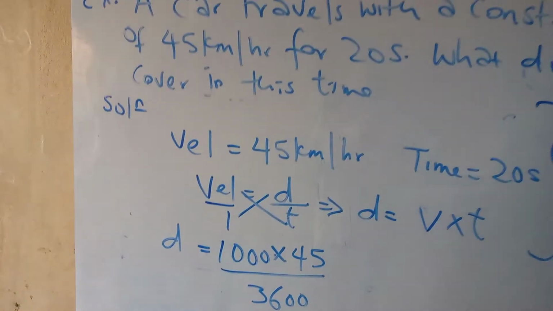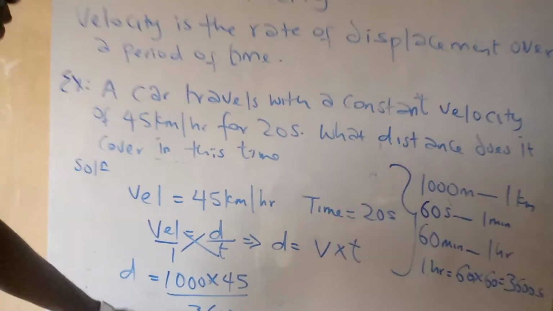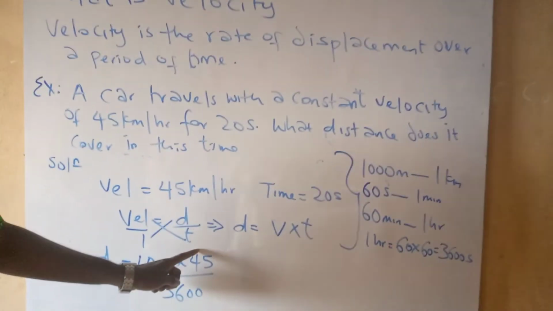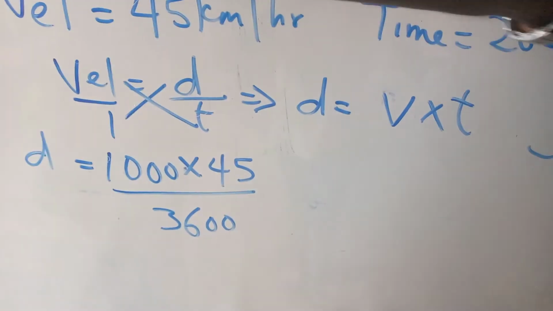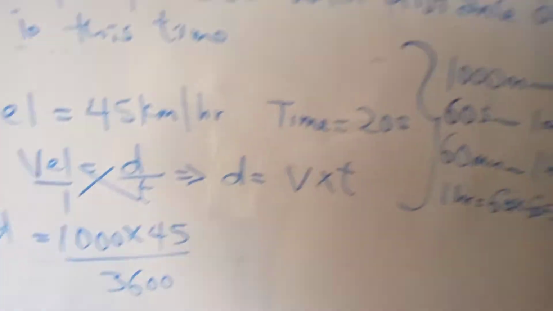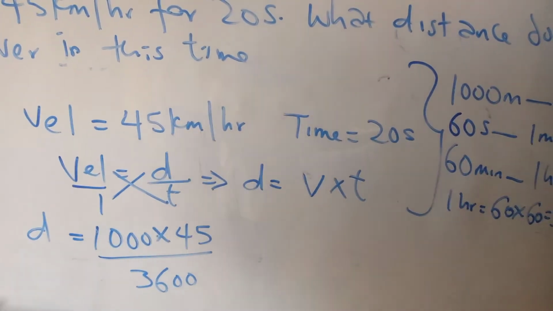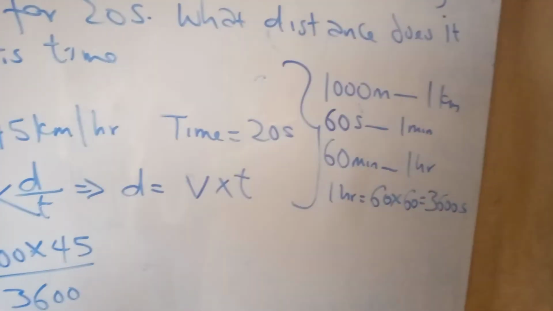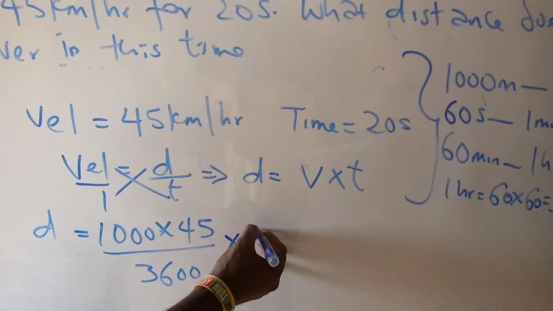Beautiful. Now, I've been able to change the whole of this. 45 kilometers per hour becomes 1,000 times 45 over 3,600. Where did I get this 1,000 from? Because I had to convert kilometers to meters, 1,000 times 45 will give me this. Then 1 hour in seconds is 3,600. Then I complete the formula times time, and the time is 20 seconds.